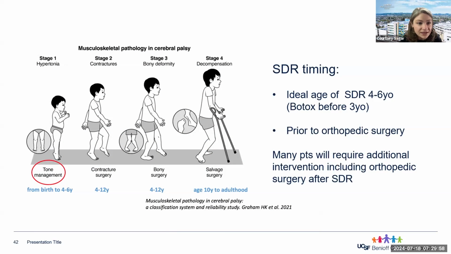And we're seeing on this slide as well that our ideal timing is age 4 to 6 and then prior to orthopedic surgery. And then they may need some intervention post-operatively with orthopedic surgery to release contractures. Yeah, we really want to try to get to them before they get to stage 3 and 4 as optimal candidates for SDR.